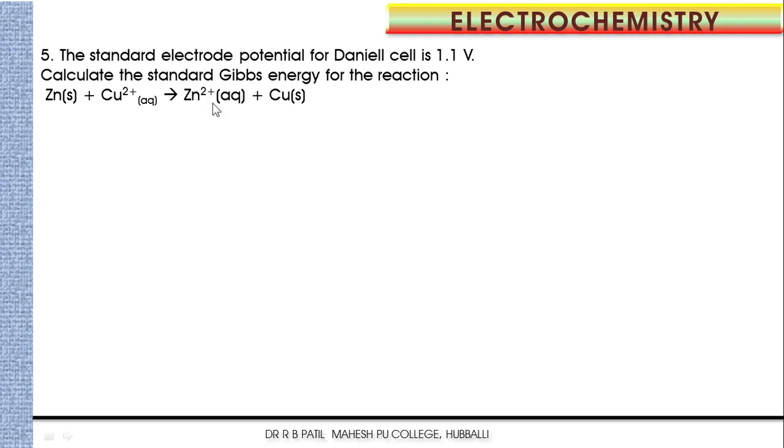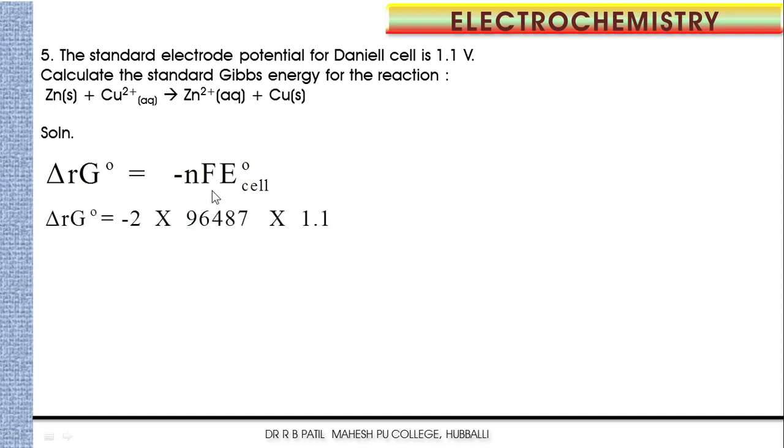The standard electrode potential of the Daniell cell is 1.1 volt. Calculate the standard Gibbs free energy change. So the cell reaction they have given: Zn is converted to Zn2 plus by losing 2 electrons and it undergoes oxidation, whereas Cu2 plus gains 2 electrons and undergoes reduction to form Cu. So the formula, once again, standard free energy change is equal to minus nF E naught cell, and you know in this case F is 96,487 and E naught cell is 1.1 volt.